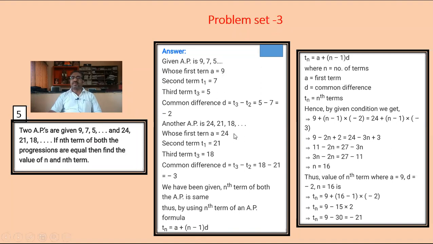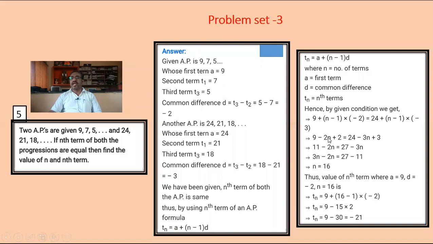For the second arithmetic progression, a is equal to 24 and d is equal to minus 3. Therefore, Tn for the first arithmetic progression is equal to Tn of the second arithmetic progression. Then we get, for the first arithmetic progression, a plus n minus 1 multiply d: 9 plus n minus 1 multiply minus 2, is equal to, for the second arithmetic progression, a plus n minus 1 multiply d: 24 plus n minus 1 multiply minus 3.